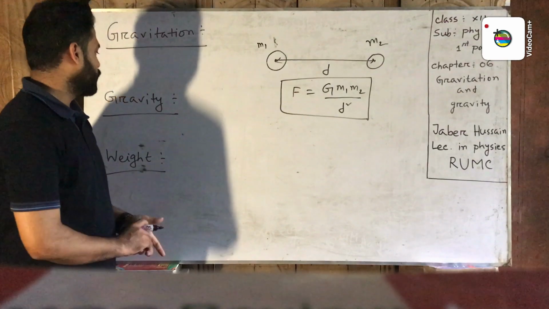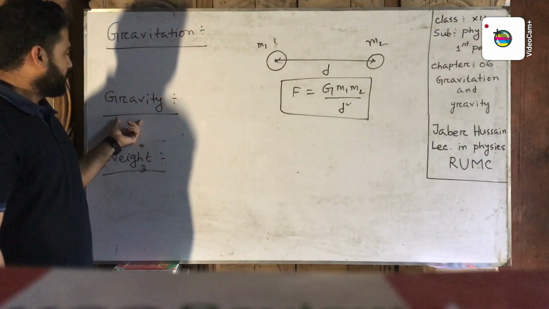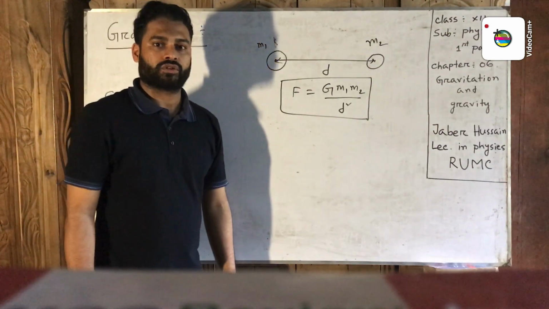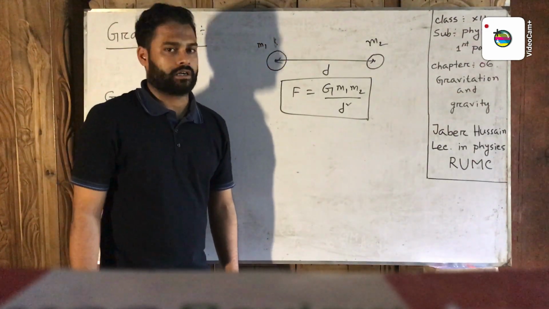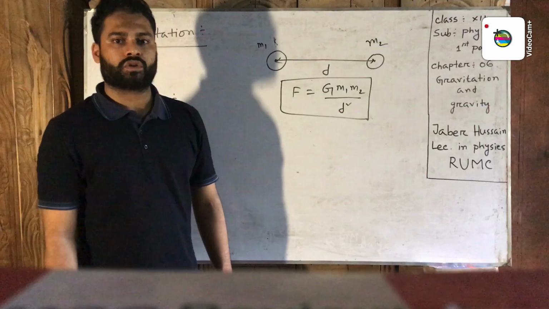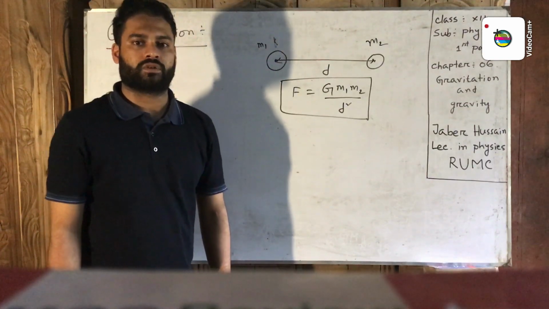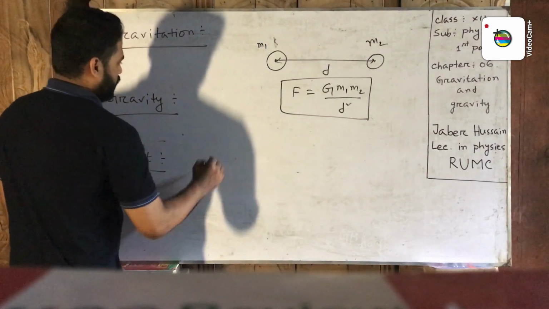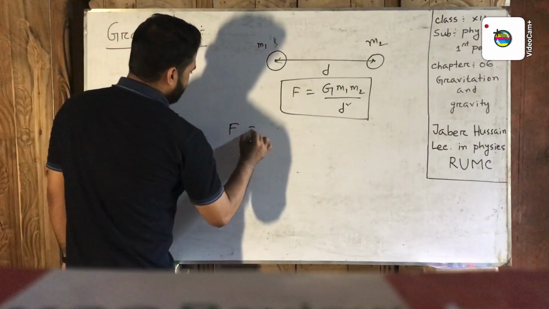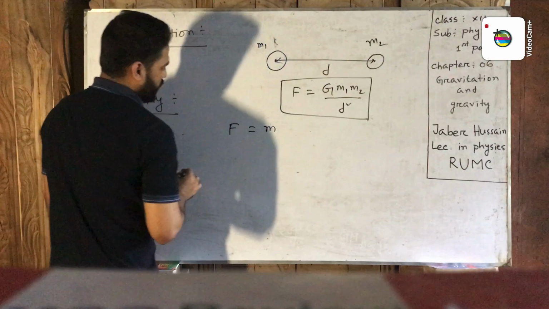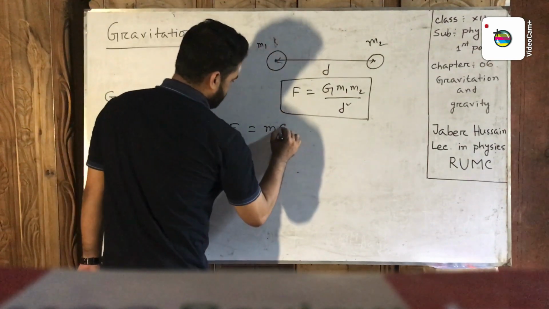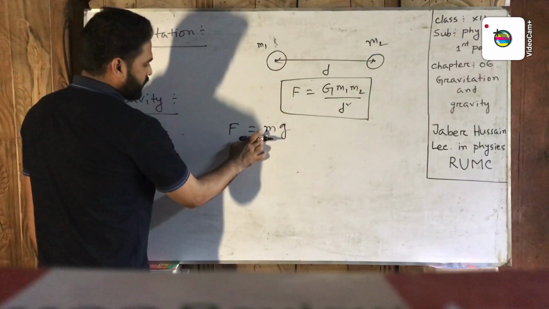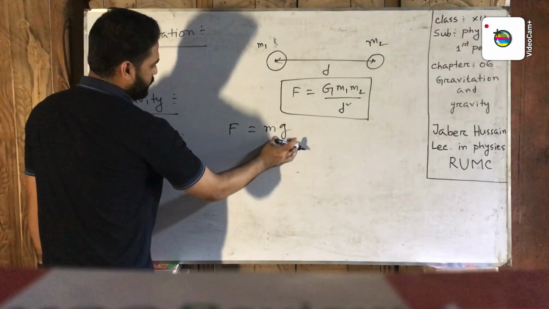Now, what is gravity? Gravity means the gravitational attraction force on an object by the earth. The attraction force on an object by the earth is called gravity. That means gravity F equal mass into gravitational acceleration. Gravity F equal mass of the object and gravitational acceleration.